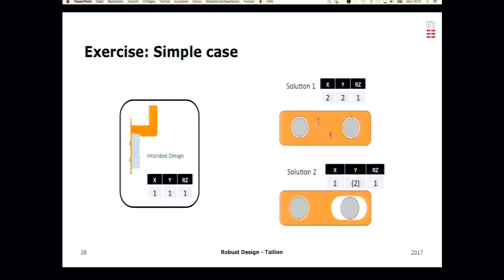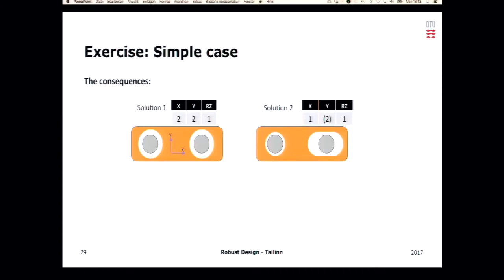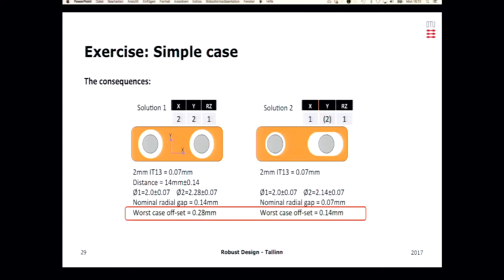And what are the implications for that? Well, we do a simple tolerance analysis, and we can see that the worst case offset is actually half for this one, for the same tolerances, compared to this one. So that means you have to ask the component manufacturers to produce to the same quality, and we get double the quality on the assembly, or you can say you produce to half the accuracy and we'll end up with the same quality on the assembly level. These small geometric mistakes can make a big impact on the quality of the construction.